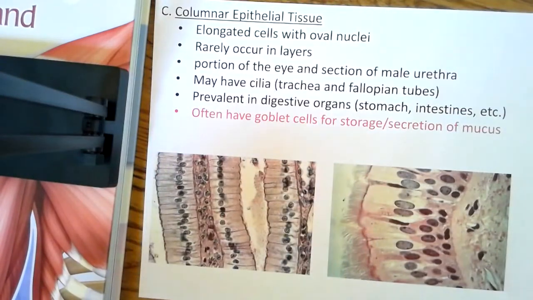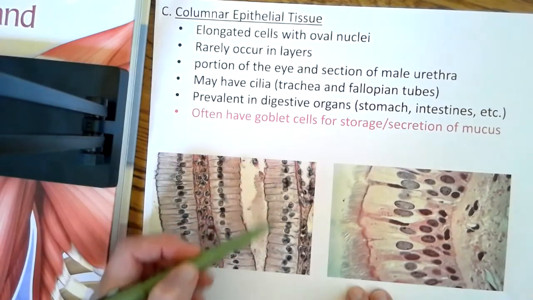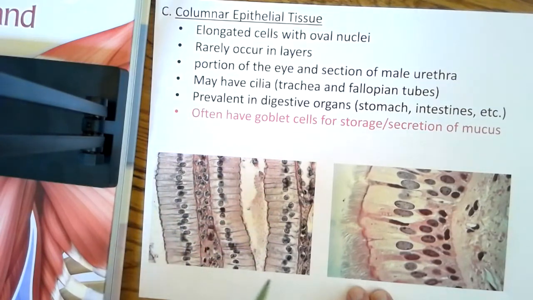Our third type of epithelial tissue is columnar epithelial tissue. We're looking at cells laying on their side here. They have a very rectangular shape. You can just draw a rectangle around that cell. The nuclei tend to be a little more oval in shape and tend to be at one end of the cell versus the other. This, again, is typically going to be simple columnar epithelial tissue. Rarely is it going to occur in layers.